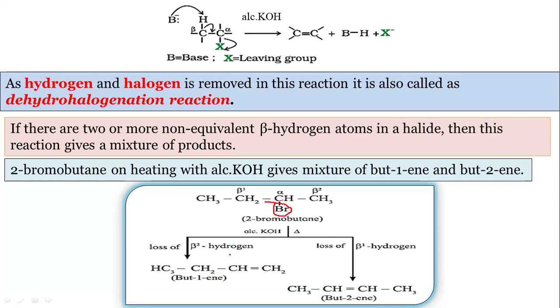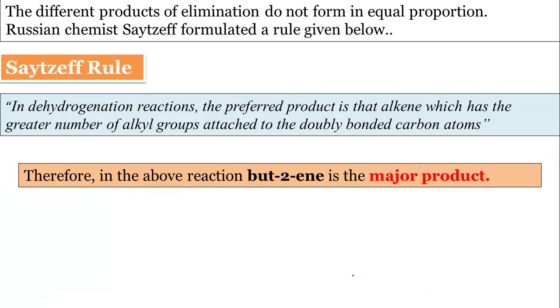So for the identification of major and minor, we have to apply the Saytzeff Rule. So what is this Saytzeff Rule? The rule is very important, and it may be asked for 1 mark. This rule is applicable for dehydrohalogenation reactions. The preferred product, meaning the major product, is that alkene, because alkene is prepared in dehydrohalogenation reaction, which has the greater number of alkyl groups attached to the doubly bonded carbon atoms.